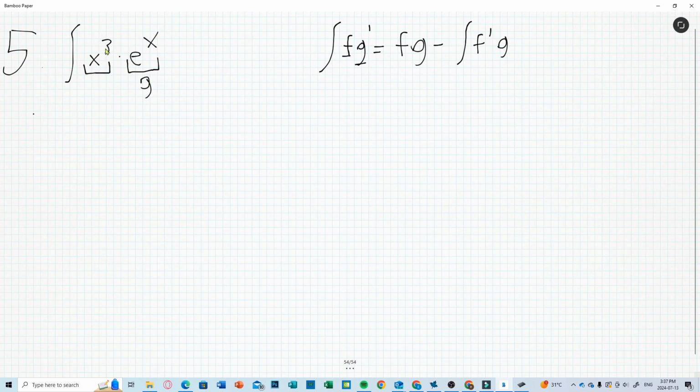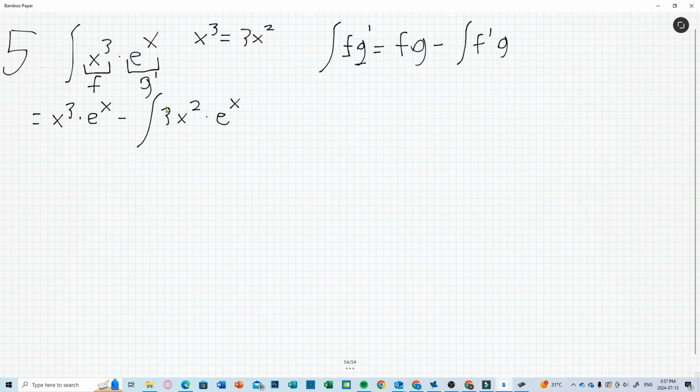And we know that our x cubed is going to be our f, because that will make it a lot easier for us. So this integral will now look like x cubed, which was our f, now multiplied by our g, but since that's the same as the g prime, it's still going to be e to the x, minus now the integral of f prime. So that means we have to take the derivative of x cubed, which we know is going to be 3x squared. So it's going to be 3x squared multiplied by e to the x.